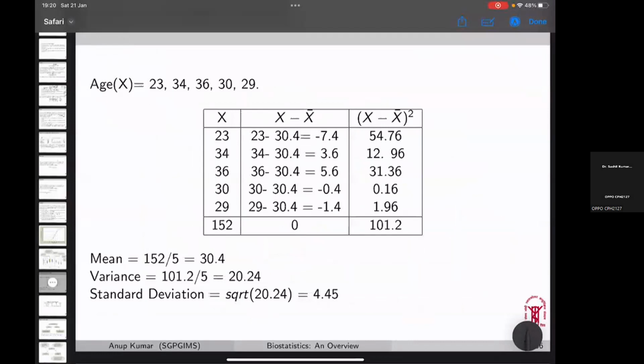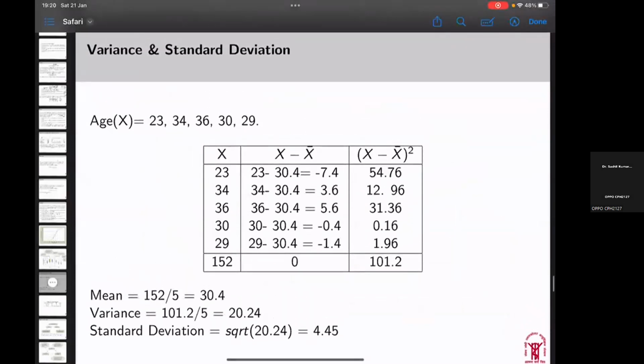Now, one more very important measure of dispersion, how data is dispersed, how much variation or variability there is in the data, is measured in terms of variance and standard deviation. If you look at the simple mathematics behind obtaining the variance, just look at this example. There are 5 employees in a particular office, and their ages are 23, 34, 36, 30, and 29. And you want to calculate the standard deviation, how much variability there is in this data.